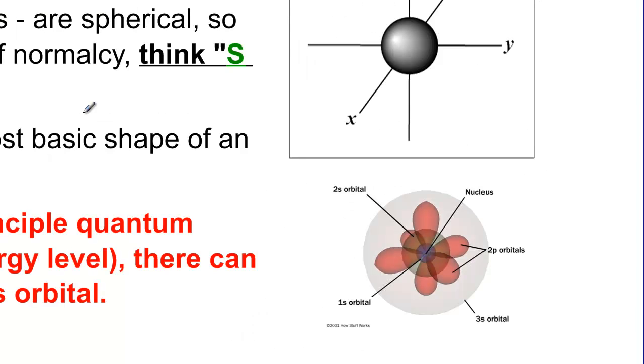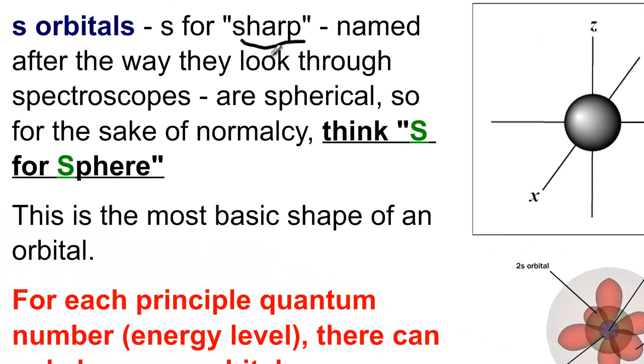So, S orbitals. S stands for sharp in the scientific world. And this is how they look through a spectroscope. It's a special type of instrument that measures energies. And that's fine and all, but you're never going to hear me say, let's look at the sharp orbital. We're going to say look at S orbital.